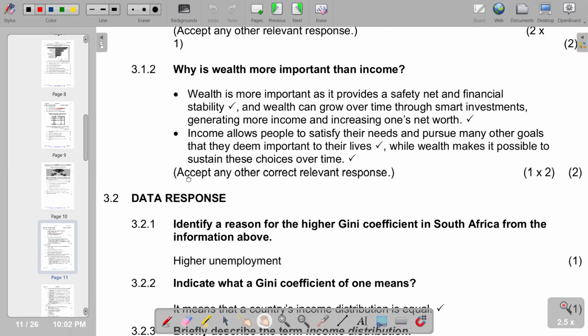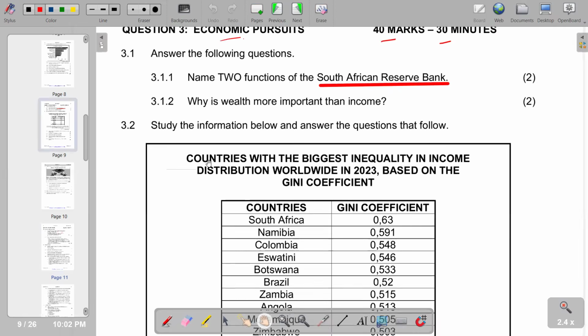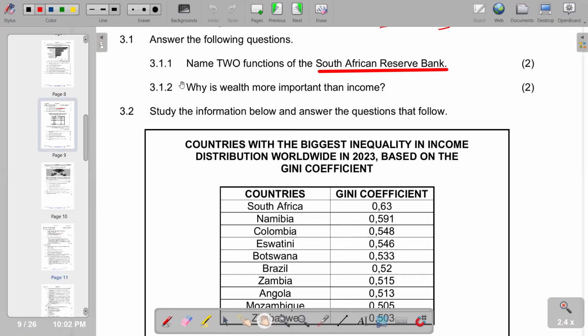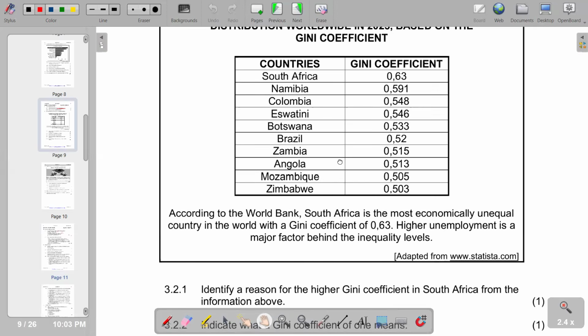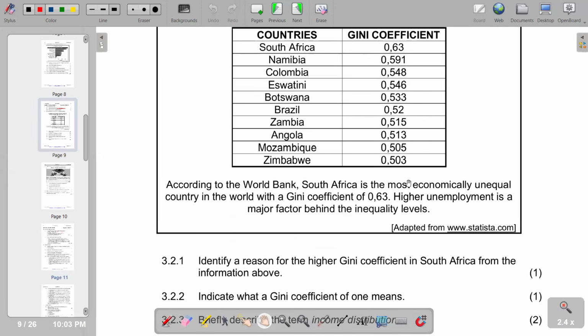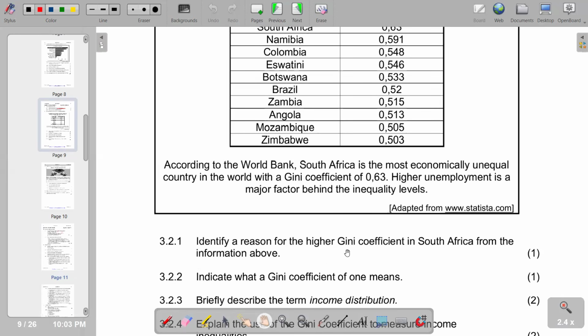So with that, we move on to the next question, which is now 3.2. Study the information below and answer the questions that follow. Of course, we are given information of countries with the biggest inequality in income distribution worldwide in 2023 based on the Gini coefficient. So we've got a column for countries, a column for Gini coefficient. Then, according to the World Bank, South Africa is the most economically unequal country in the world with a Gini coefficient of 0.63. Higher unemployment is a major factor behind the inequality levels. So 3.2.1, identify a reason for the higher Gini coefficient in South Africa from the information above.